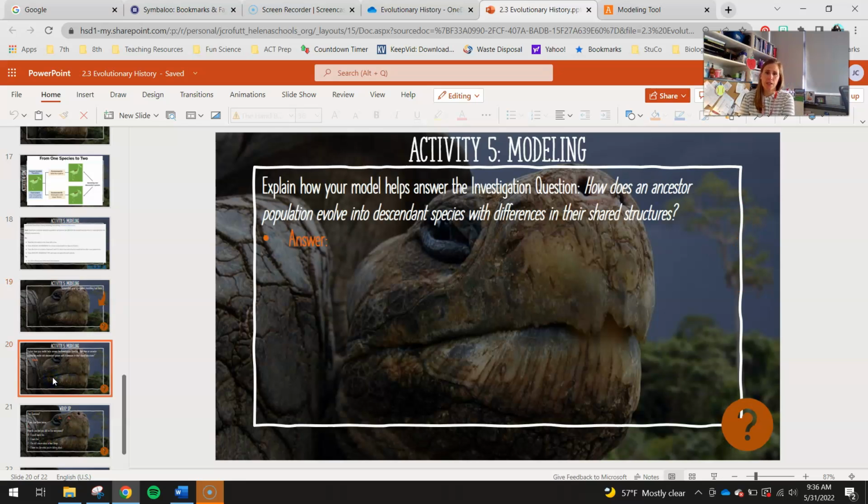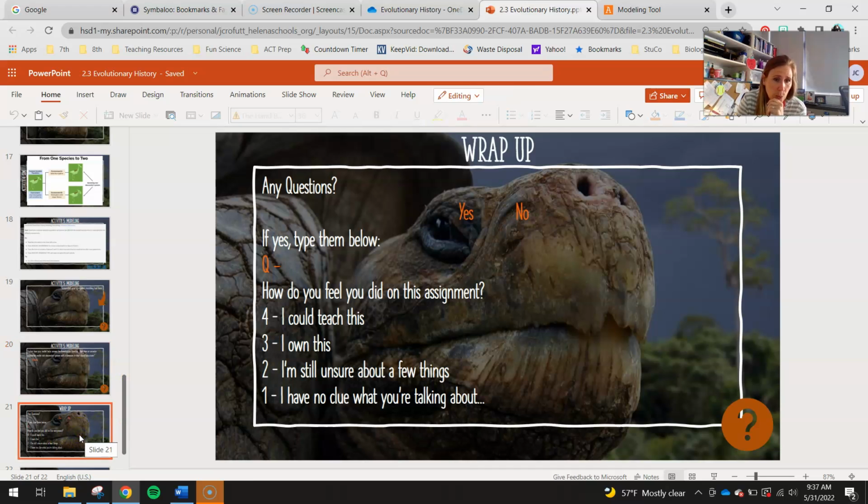Explain how your model helps answer the investigative question. How does an ancestor population, or a common ancestor population, evolve into descendant species with differences in their shared structures? What has to happen for them to form descendant species with differences in their shared structures? Answer that here, and then make sure you complete your wrap up.